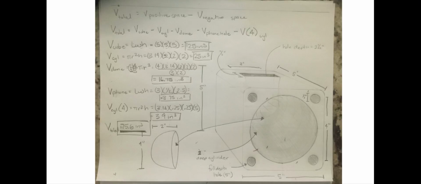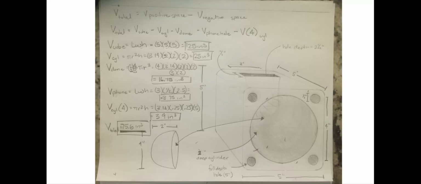The last thing I wanted to explain to you is how I calculated the volume of my 3-dimensional form. So remember that the total volume is the volume of the positive space minus the volume of the negative space. And another way to just say negative space in this case is minus the volume of the holes. So the negative space is the holes.